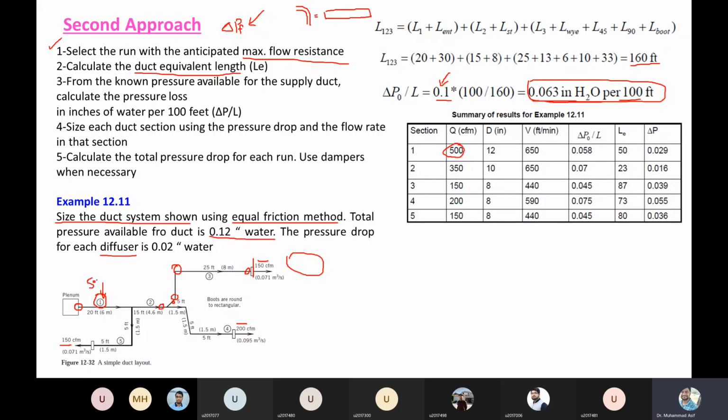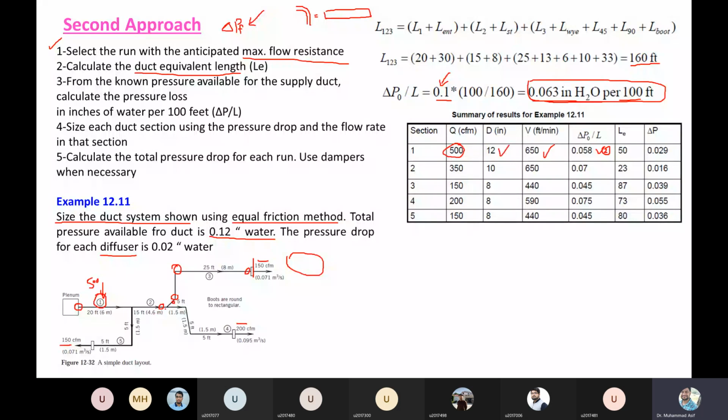So we know the flow rate here is 500, and we know delta P naught into L, which is 0.058. I mean, you calculated the equivalent length for section 1, and then divided with this one, you can have 0.05. So once you have two values, the flow rate and the friction loss, from the previous chart you can read the diameter of the duct and the velocity of the duct.